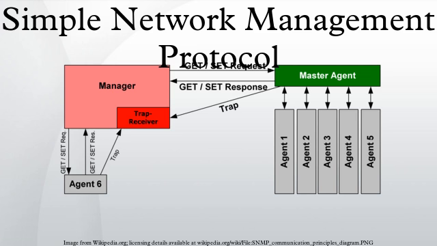GetNext request, a manager-to-agent request to discover available variables and their values. Returns a response with variable binding for the lexicographically next variable in the MIB. The entire MIB of an agent can be walked by iterative application of GetNext request starting at OID 0.